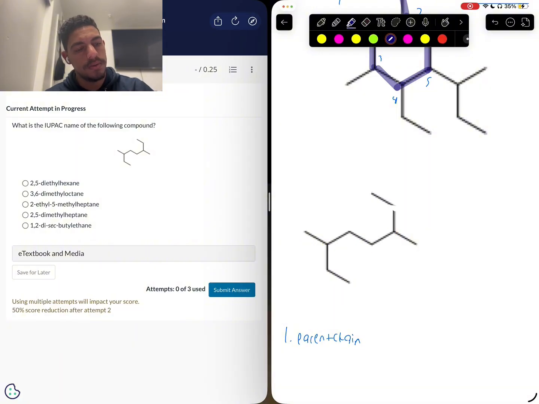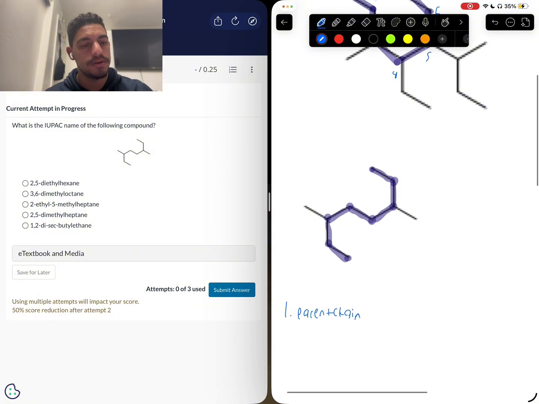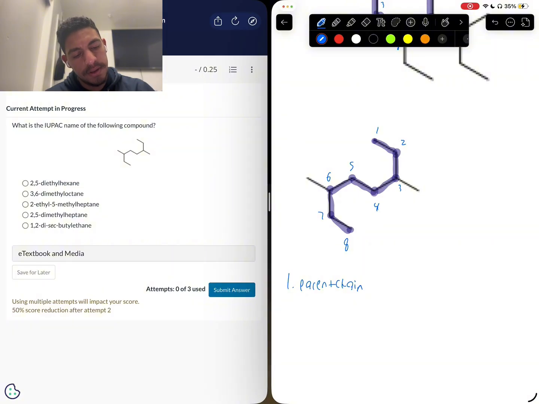1, 2, 3, 4, 5, 6, 7, 8. Okay. 1, 2, 3, 4, 5, 6. 1, 2, 3. Okay. So that looks to me to be the longest carbon chain we have here. So it looks like that. So now we've identified the parent chain has 8 carbons, right? So for 8, I'm going to say parent chain is equal to 8 carbons.